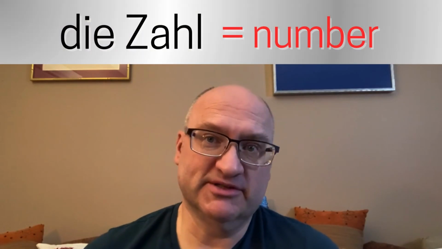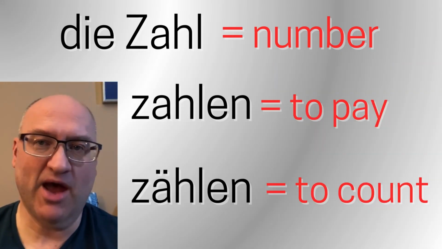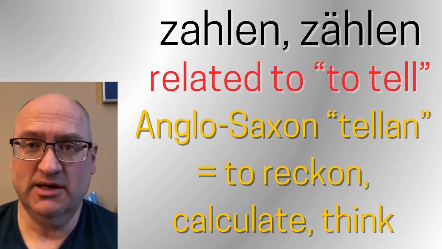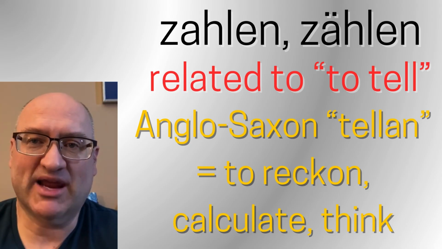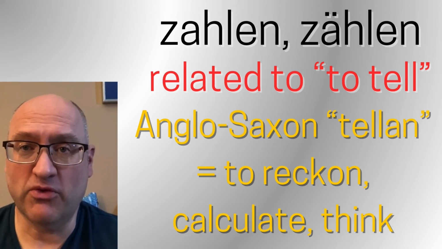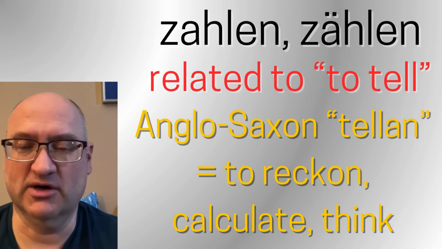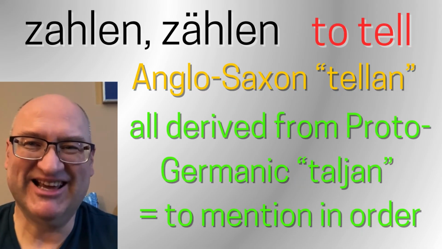In modern German, we have two verbs that are derived from the noun die Zahl, which means number, and that is zahlen, which means to pay, and then zählen, which means to count. Both of those are actually related to the English word tell, in its older Anglo-Saxon form of tellan. It means as much as to reckon, to calculate, to even think. And both of those are derived from a Proto-Germanic word, and as far as that can be reconstructed, since there are no written records of that, that would be Taljan.